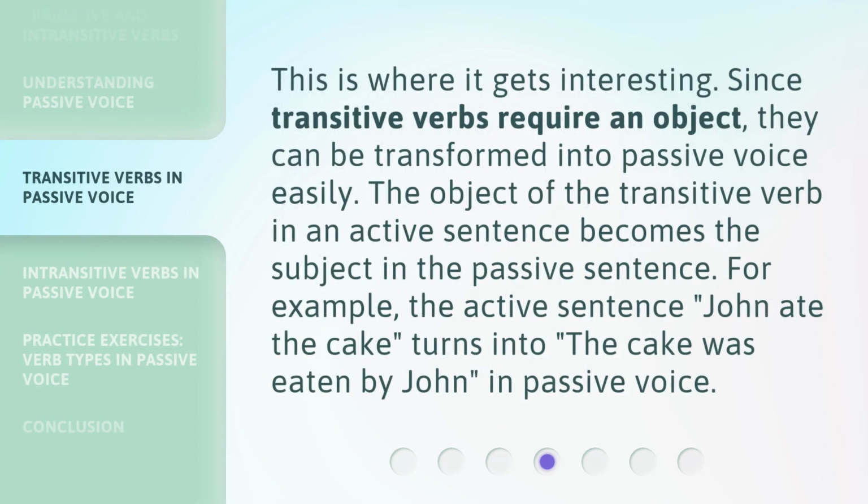This is where it gets interesting. Since transitive verbs require an object, they can be transformed into passive voice easily. The object of the transitive verb in an active sentence becomes the subject in the passive sentence. For example, the active sentence, John ate the cake, turns into the cake was eaten by John in passive voice.